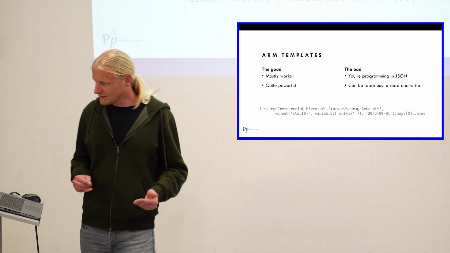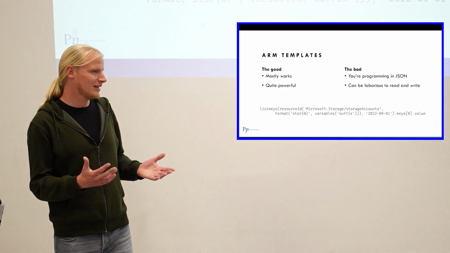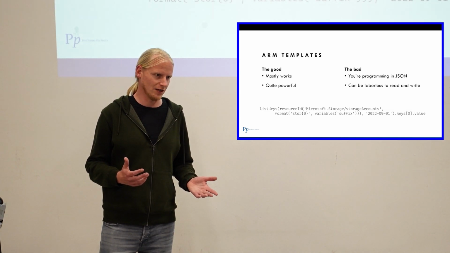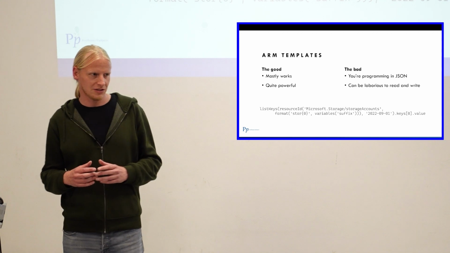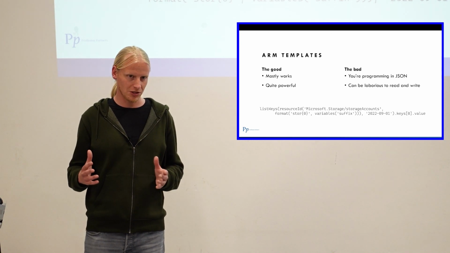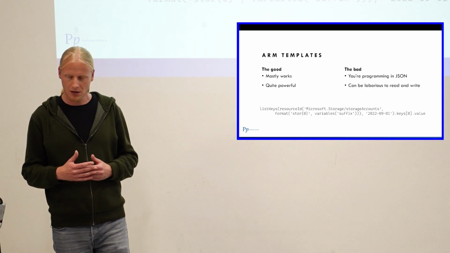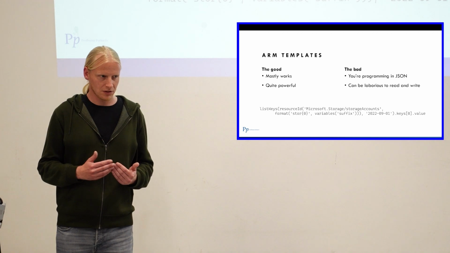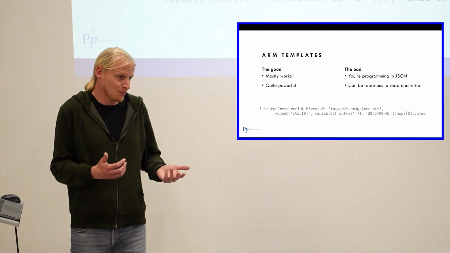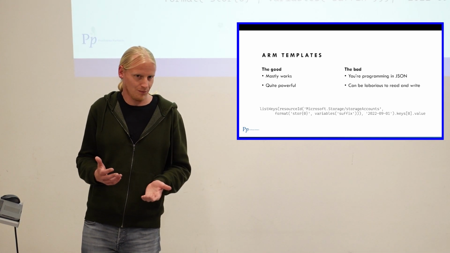So those are our ARM templates, and the good thing about them is they usually work, and you can do quite a lot of things with them actually. It's not always obvious, but it has a fairly rich syntax where you can put all kinds of functions inside there to combine things. You can use parameters. So there are quite a few options. It's quite powerful. But the downside is you're programming in JSON, and JSON was never designed for programming things in it.